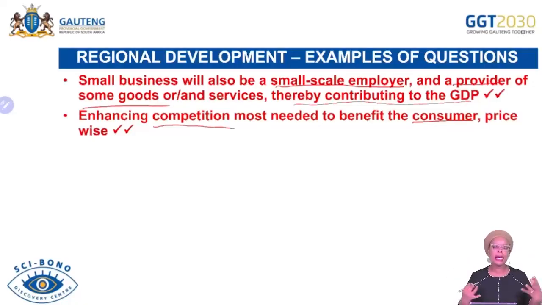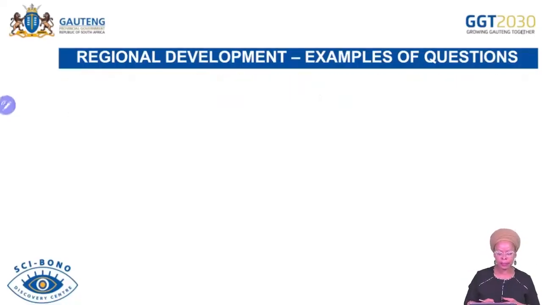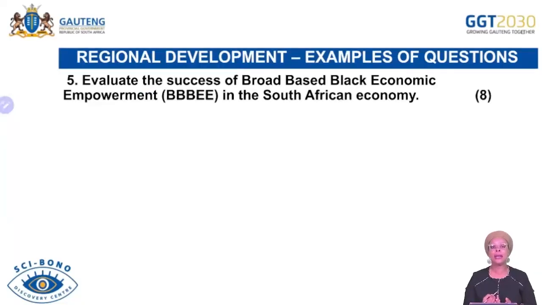Competition increases. If competition increases, more goods are supplied, which forces the price to go down. So as consumers, we will be able to buy goods at lower prices. This is another benefit. For 8 marks, that's how you should respond to this type of question.